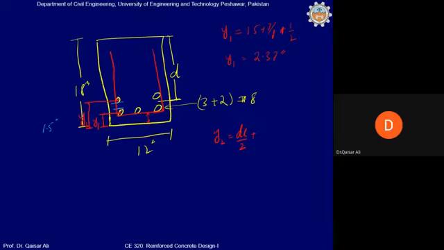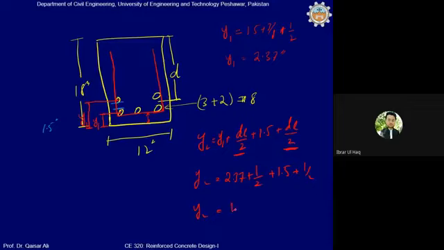Plus, what is the clear spacing between the two layers? 1.5. So y2 is equal to y1 plus half dia of longitudinal bar in layer 1 plus 1.5 plus half dia of longitudinal bar in layer 2. These two are the same. The dia of the longitudinal bar in both layers is number 8 bar, which is equal to 1, so 1 plus 1.5 is 2.5. So y2 is equal to 2.37 plus, let me write it, 1/2 plus 1.5 plus 1/2. Now tell me, what is the value of y2?